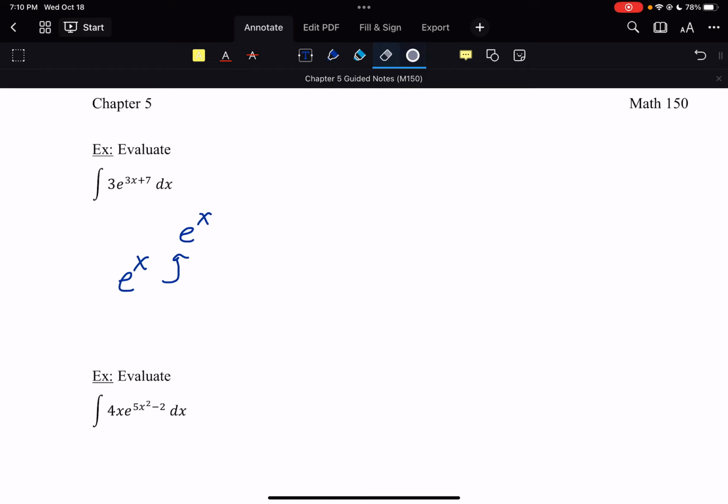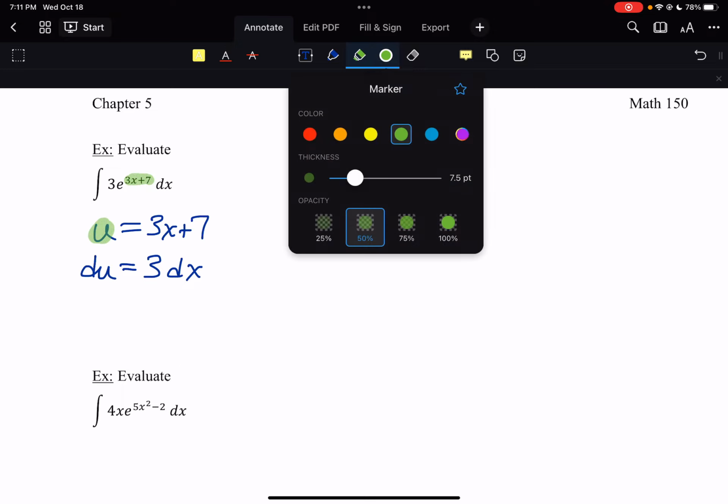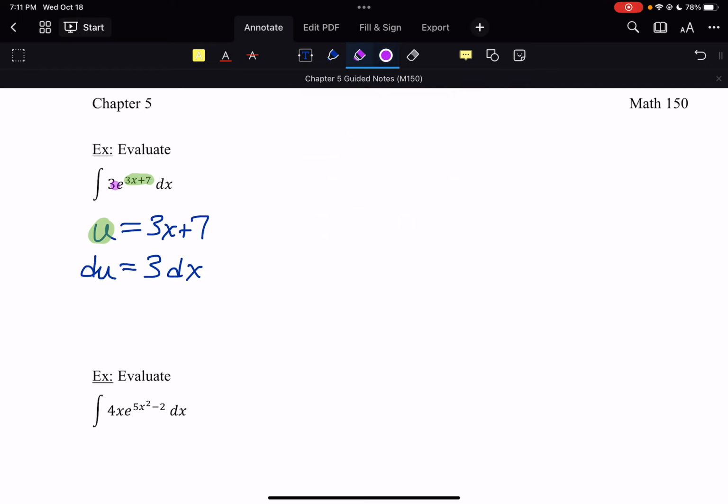What we can do then is set up our u-substitution. U can be this 3x plus 7 up here. And du, the derivative of that, that's just the 3. So we get the 3 dx. So the 3x plus 7 gets replaced by the u. And the 3 dx gets replaced by the du.